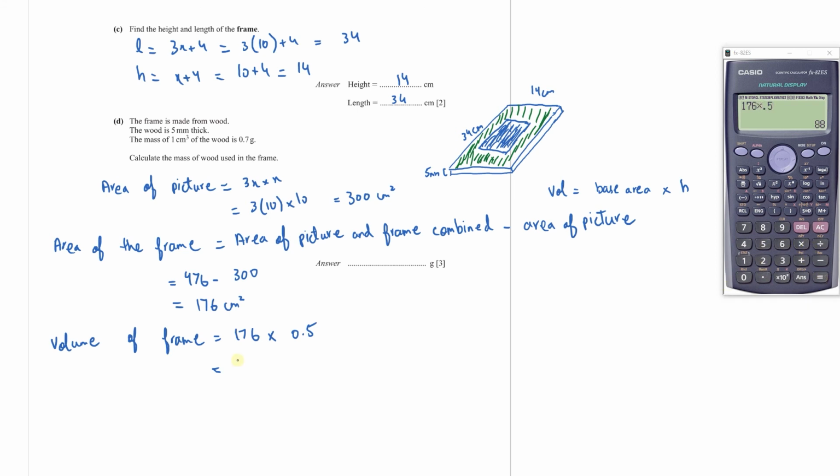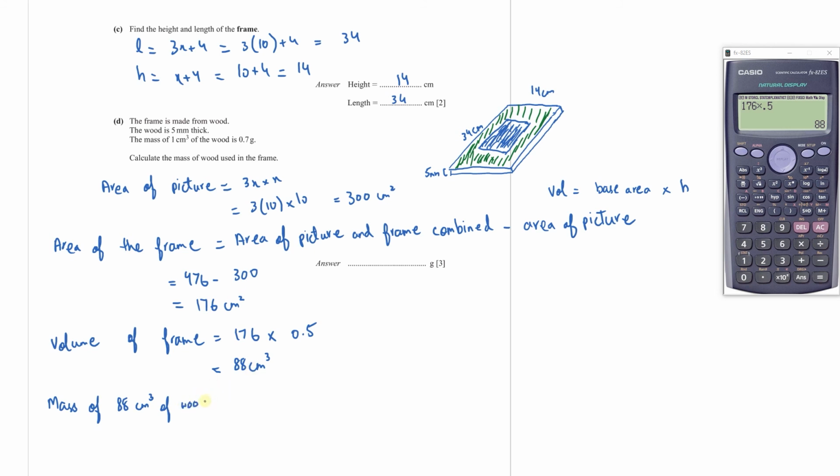So 88 centimeter cube is the volume of the frame, the volume of this green section here. So now you have the volume of the frame. You know the mass of 1 centimeter cube is this much. So the mass of 88 centimeter cube of wood.